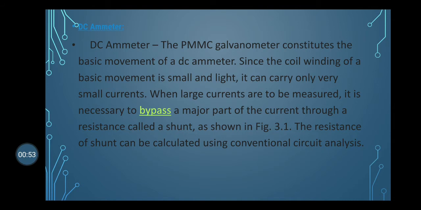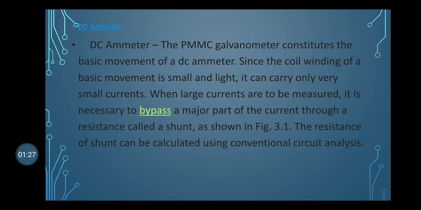The PMMC galvanometer constitutes the basic movement of a DC ammeter. Since the coil winding of the basic movement is small and light, it carries only a very small amount of current. When we require to measure a large amount of current, it is necessary to bypass this large amount of current through a resistance. That resistance is known as the shunt resistance.